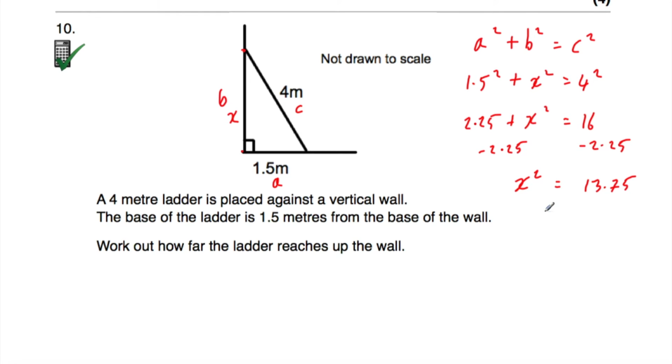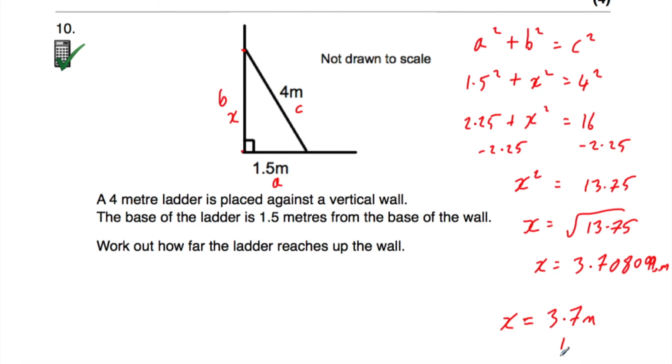Now we want to find the square root of that. So x is equal to the square root of 13.75, and if we square root that, we get an answer of 3.708099 and so on meters. So how far does the ladder reach up the wall? Well, that would be 3.7 meters to one decimal place. So x is equal to 3.7 meters to 1 dp, and that's it. So the height the ladder reaches up the wall will be 3.7 meters, so from here to here, and that's it.